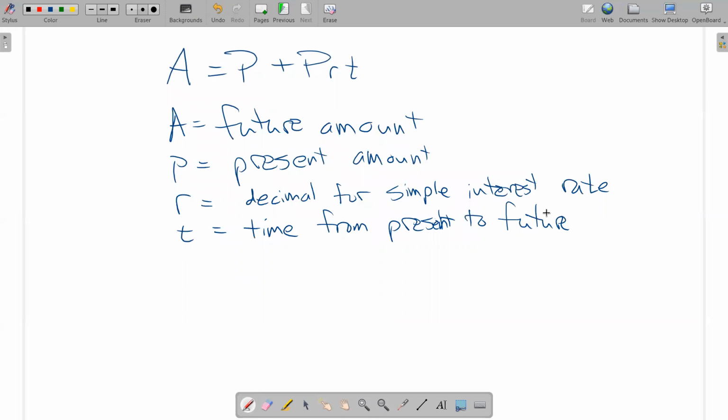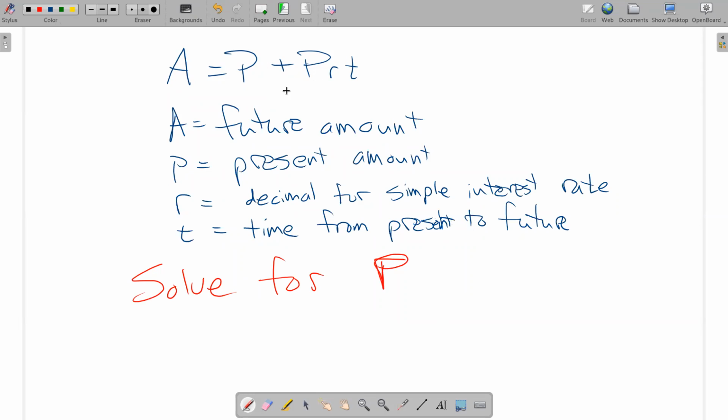But other times I want to go backwards. I want to say, all right, I want this amount in the future. What should I do now? So what I want to try and do right here is solve this for P.